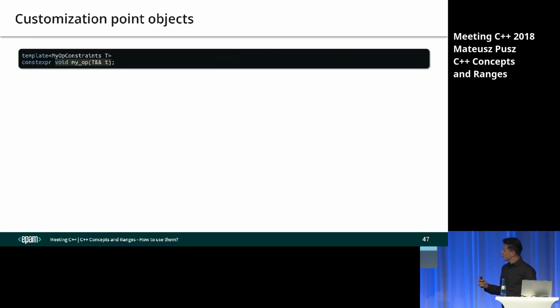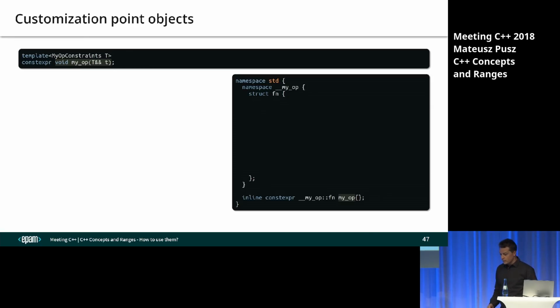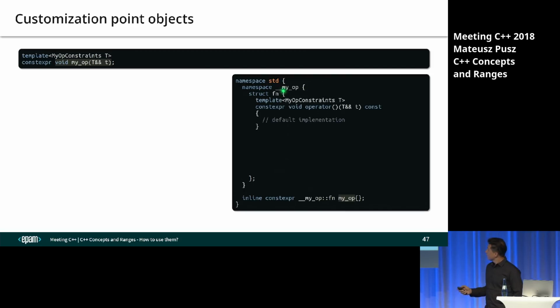So, as I said, those new customization points are customization point objects. They are different. So let's see how we construct such objects and how they work under the hood. Let's assume that we want to create a customization point object for our operation named myOp. Is it an object? Then we have to create this object. It will be of type fn in some namespace, myOp here. This functor has to provide the default implementation with maybe some constraints. And also right now we have to provide the ADL version of our customization point.